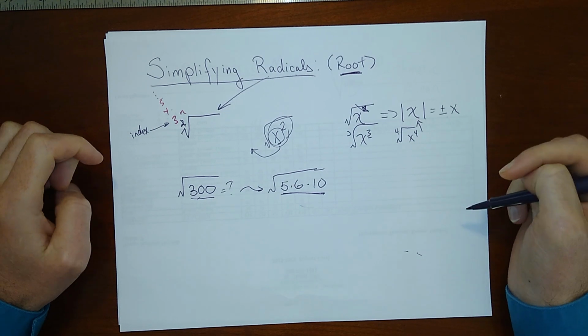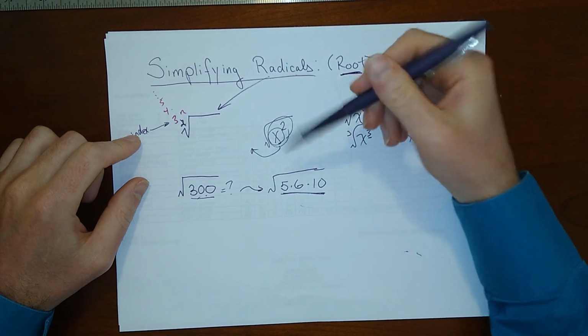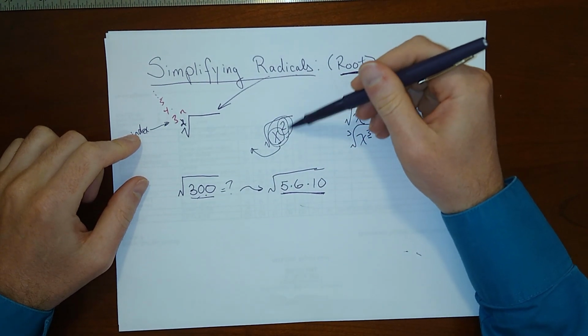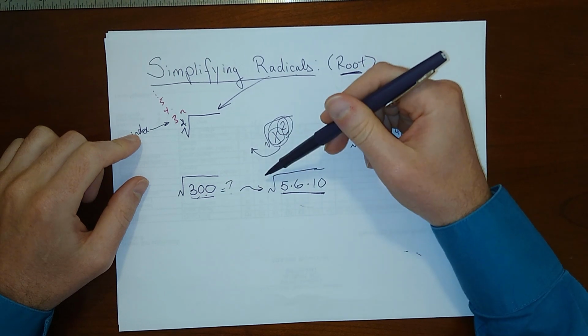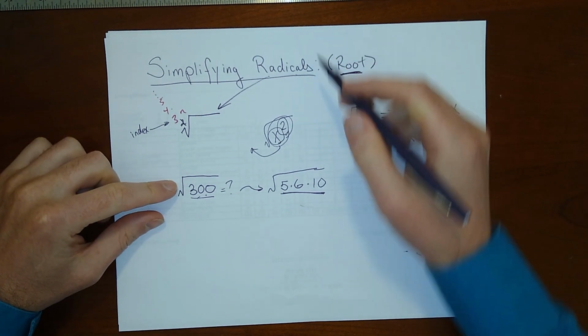So what I really want to do, if I can, is find factors of this number that are in the form of perfect squares, because if something is squared, then I can free it from underneath the radical and maybe simplify this thing in some way.